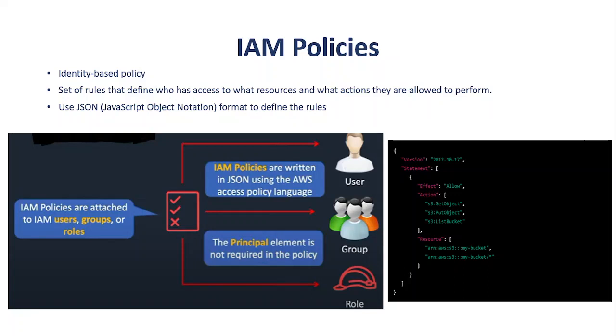So for example, we can have a role which allows us to read from S3, and various resources can be attached to it. For example, an EC2 instance can be attached to it, or some other resource like other S3 buckets. In layman's terms, we can basically say that IAM policies are a set of rules that define who has access to what resource and what actions are allowed to perform. And it is defined in JSON format. Whenever we're defining the rules, it's in JSON format.